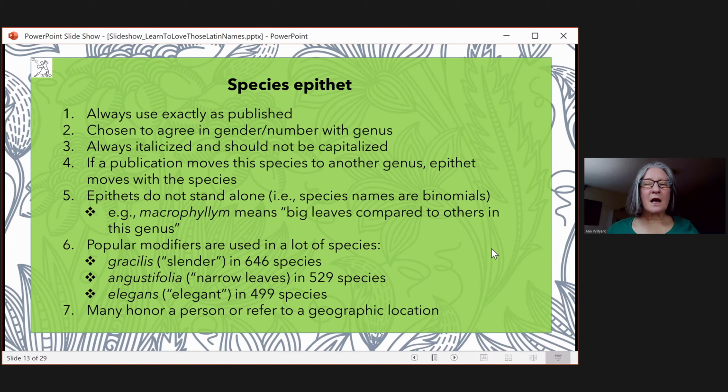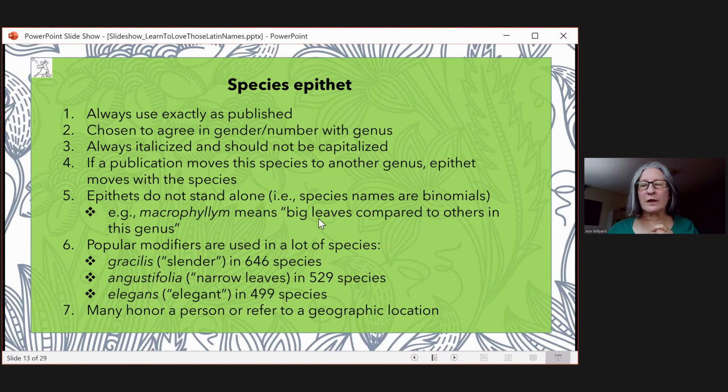And the important point here is that the epithets don't stand alone. So I told you before, species names are binomials. And so macrophyllum, and it's funny because I say hydrophyllum, but I always say macrophyllum instead of macrophyllum. Maybe my advisor did that. But I sometimes say hydrophyllum, it depends on who I'm talking to. It means big leaves compared to others in this genus.